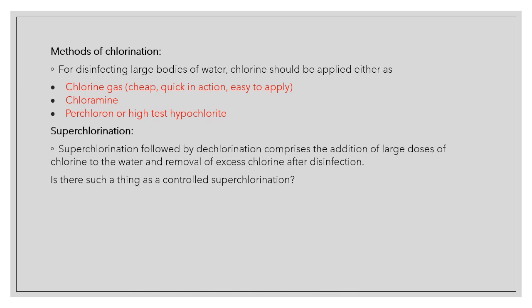Now, there is such a thing known as superchlorination, which is where we add large doses of chlorine to the water and then remove excess chlorine after disinfection. This method is applicable to heavily polluted waters whose quality fluctuates greatly. And there is such a thing as controlled superchlorination that we're going to talk about next.